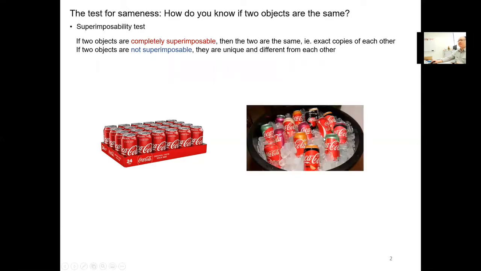But if I have different flavors of Cokes, then they cannot pass the superimposability test because you can see, although the shapes are the same, different parts have different colors and they are different flavors, it represents different colors here. So you know that they are unique and different from each other, because they are not superimposable.